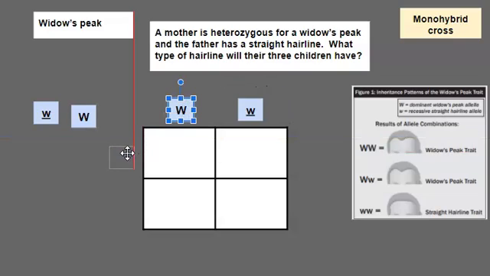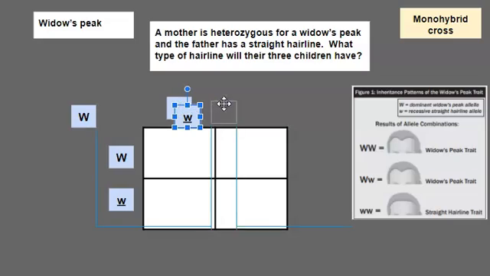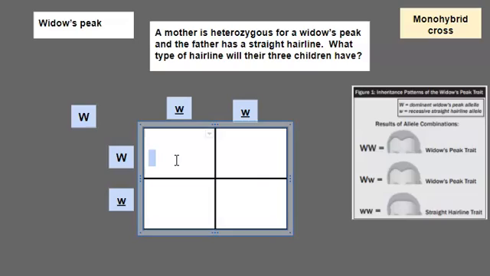So mom's, oh, I'm putting that in the wrong spot. Let's fix that. So mom is heterozygous. Remember, mom's generally shown on the left. That's what I almost made a mistake with. And the father has a straight hairline. So that means that he has to have 2 copies of this recessive allele. So let's make another copy of that and move it into place here. And now we can set up our Punnett square.